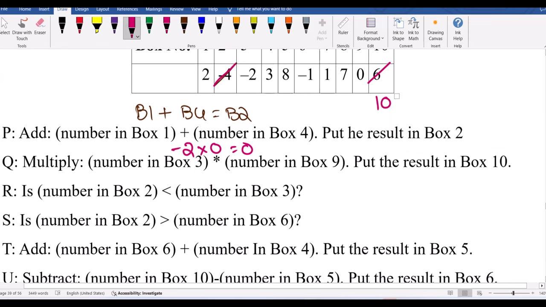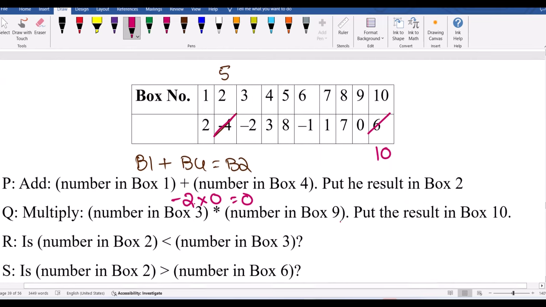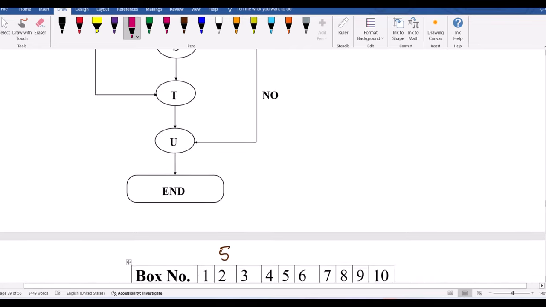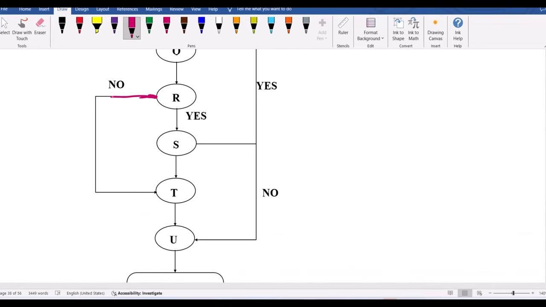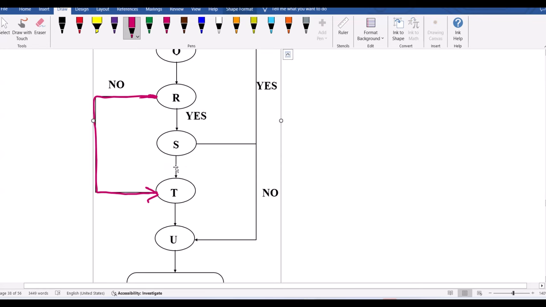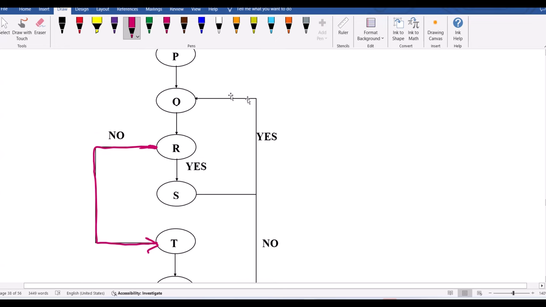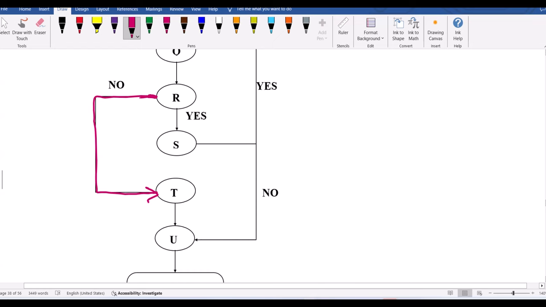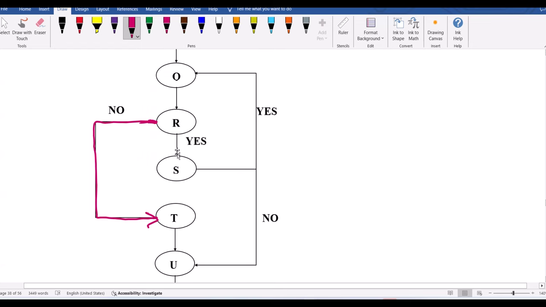But here, is R failed or not? Number in box 2 is 5, is it less than minus 2? No. If it is no, we observed here no means directly go for the T step. Right. Okay. Here there is no connection actually. This line should be removed. There is no connection between S and T actually. If S is true, we have to go for Q. If S is false, we have to go for U. There is no link between S and T. R true means S, false means T.